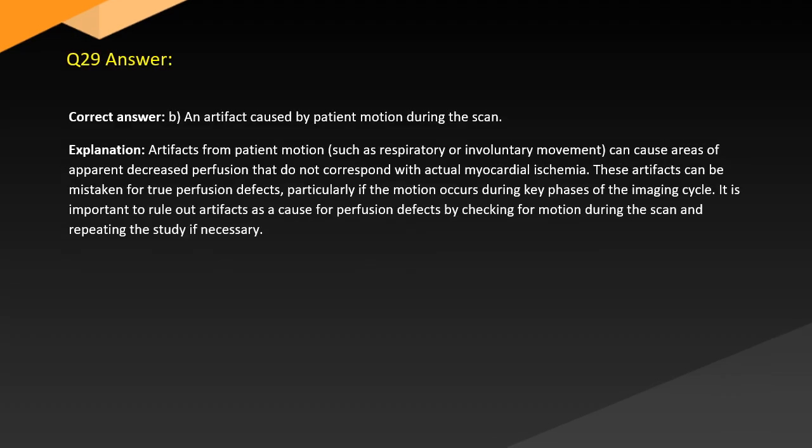Answer. Correct answer B. An artifact caused by patient motion during the scan. Explanation. Artifacts from patient motion, such as respiratory or involuntary movement, can cause areas of apparent decreased perfusion that do not correspond with actual myocardial ischemia. These artifacts can be mistaken for true perfusion defects, particularly if the motion occurs during key phases of the imaging cycle. It is important to rule out artifacts as a cause for perfusion defects by checking for motion during the scan and repeating the study if necessary.